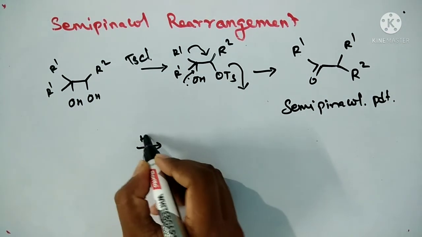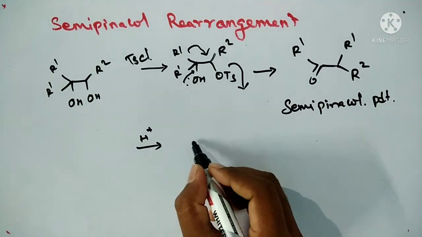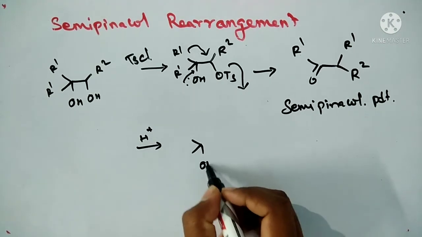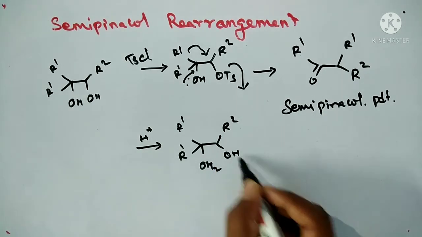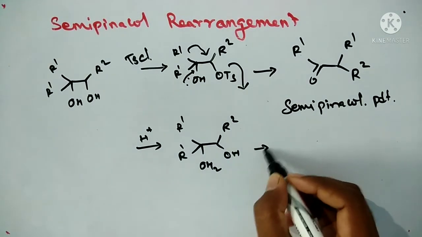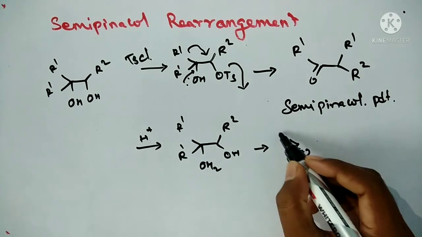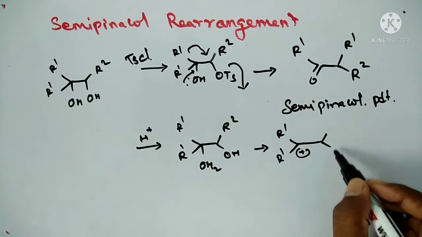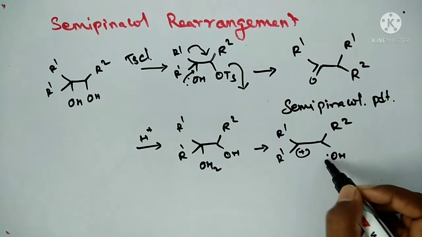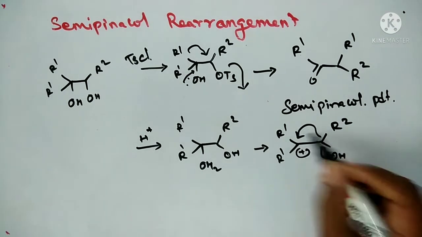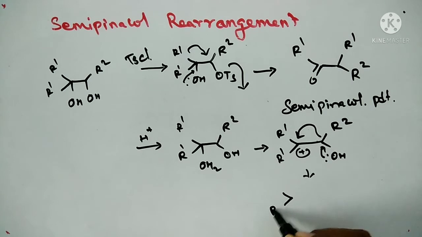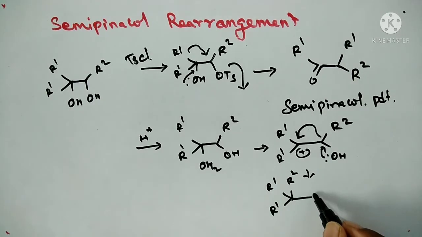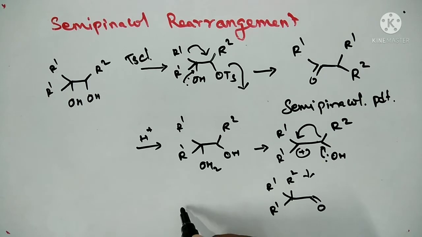If in acidic media, what will happen? The formation of the more stable carbocation. So OH2 leaves, and it forms the stable carbocation here. The next step, the migration of R2 gives the ketone product. This is the pinacol product.